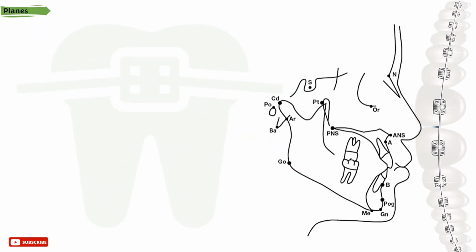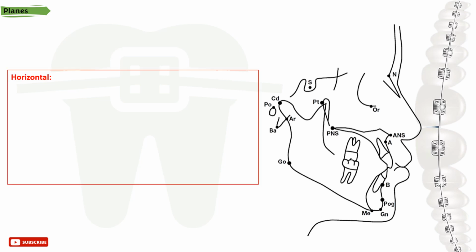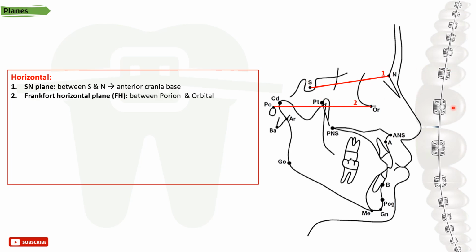After you're done pointing the hard tissue, the dental, and the soft tissue points, now it's time to connect some of them to form some important planes. Some of them are horizontal and others are vertical. Starting with the horizontal planes. The SN plane extends between the S and N, sella and nasion, sitting at the anterior cranial base.